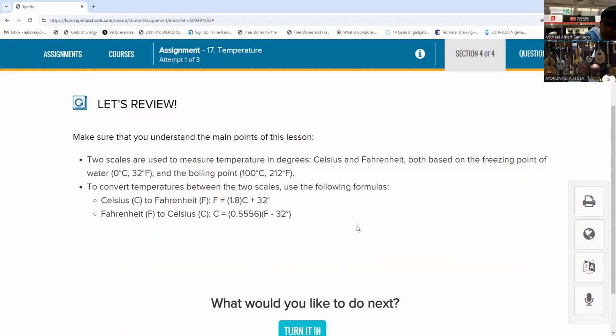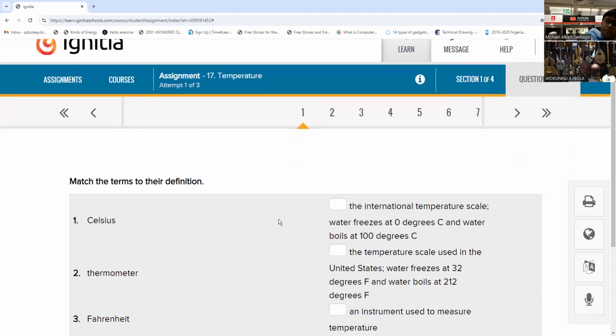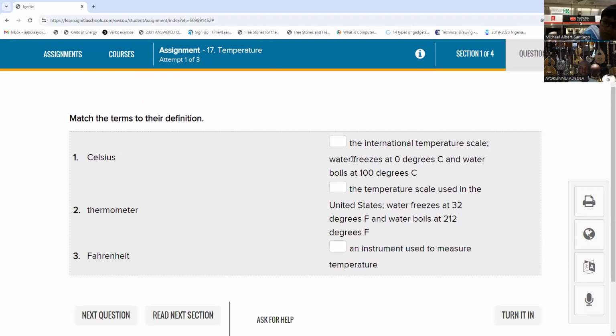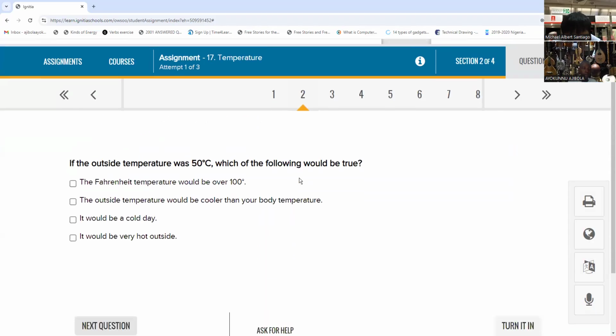So now we've seen all of this conversion stuff. Let us now go through the questions. So which one is Celsius? This is definitely a thermometer, which is number 2. Make sure you're concentrating. Okay. Then the first one is Celsius, while this is Fahrenheit. Next question. Read the question for me.